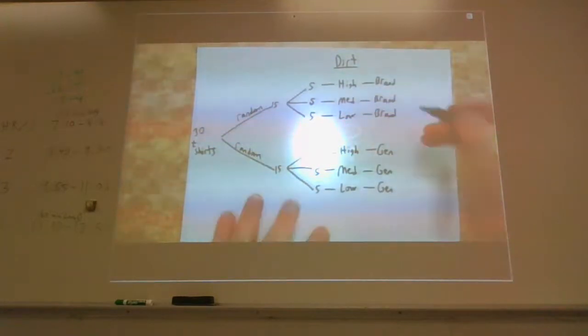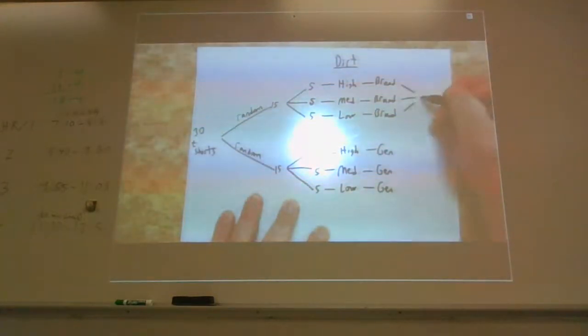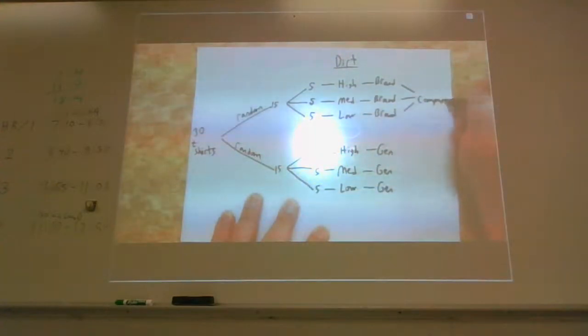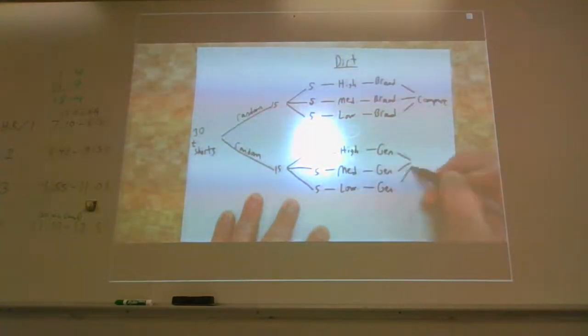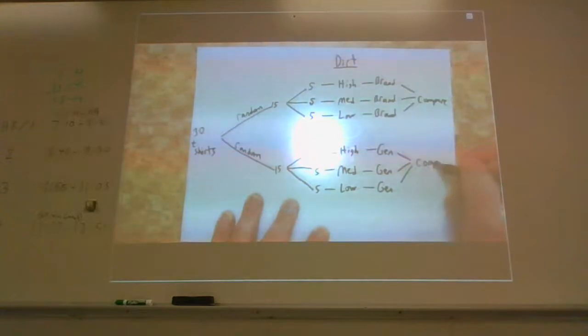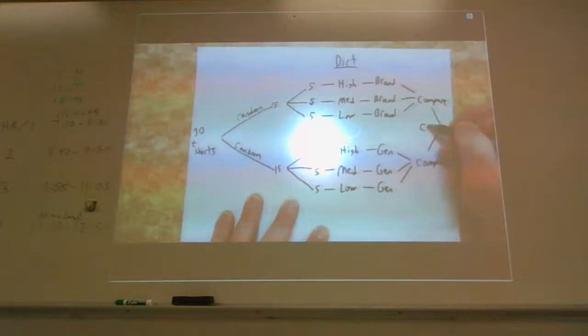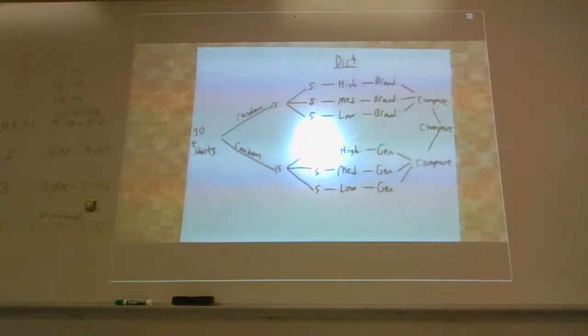So then, after the brand name thing goes through, we're going to compare those results. After the generic shirts go through, we're going to compare those results. And then ultimately, we're going to compare all results together. It's a giant comparison at the end. This is a very basic type of tree diagram which expresses how I'm going to run this experiment.